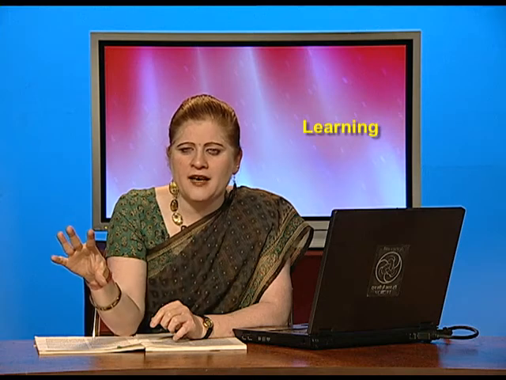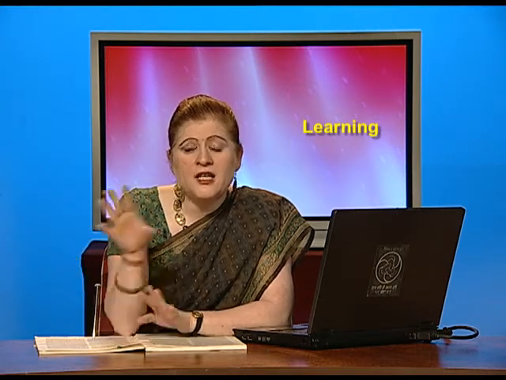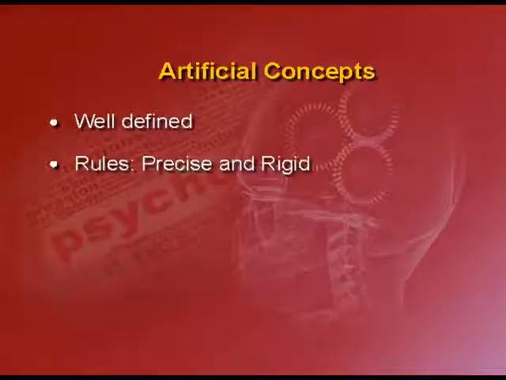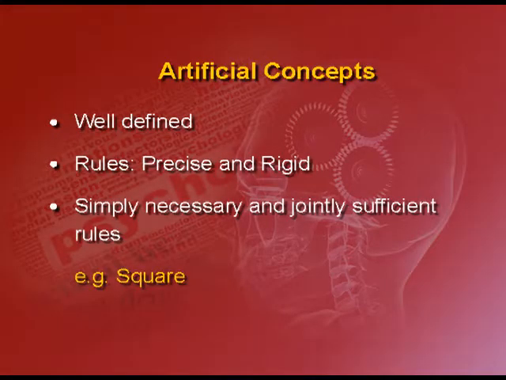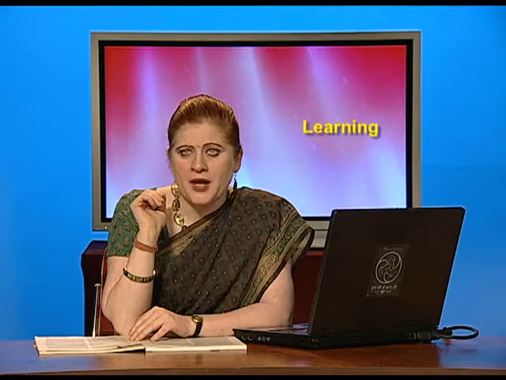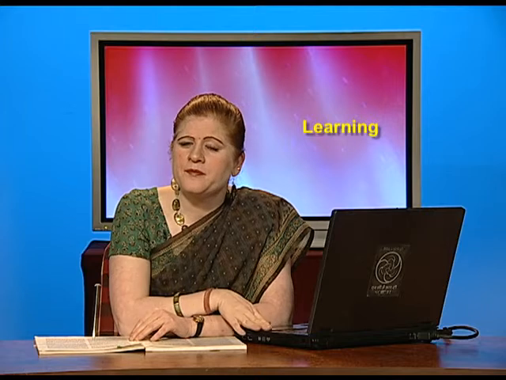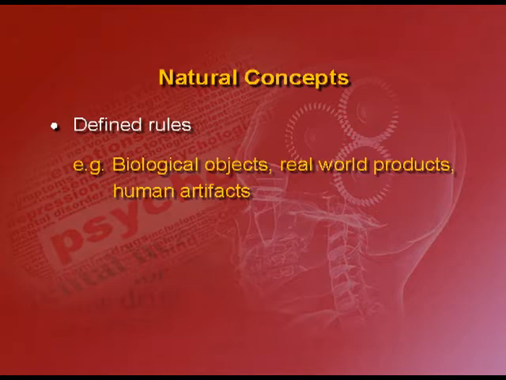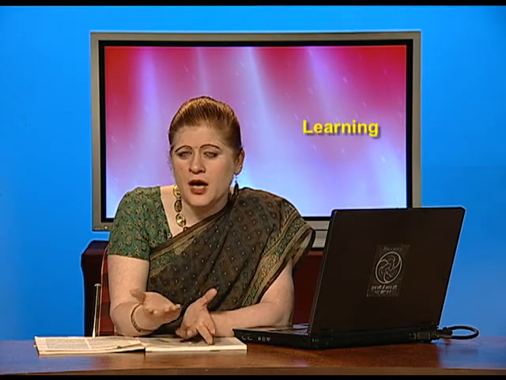These will not be used when we are defining a triangle. The same attributes will not apply when we are talking about a circle. So, again I repeat, simply necessary and jointly sufficient rules are related to artificial concepts and they are very, very specific. On the contrary, for natural concepts, the rules are not very rigid. They are not very clearly defined. For instance, biological objects, real world products, human artifacts like clothes, like way of dressing, like architecture, a house, a building.